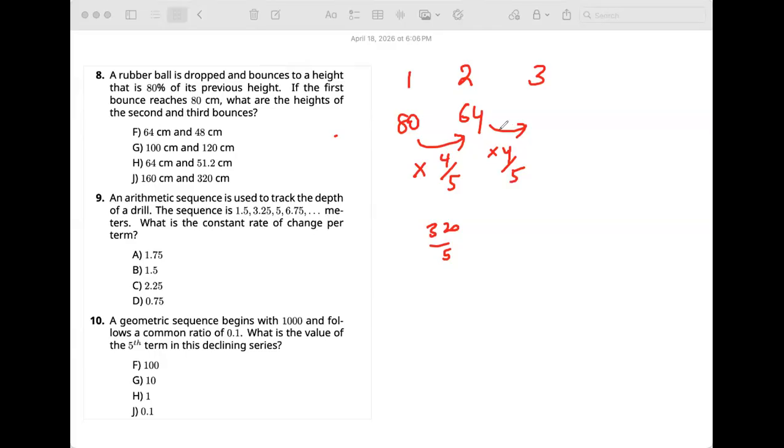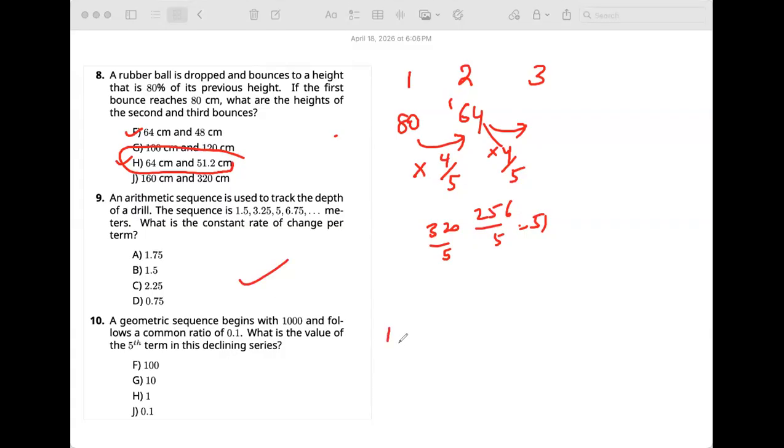What are the heights in the second and third bounces? So this is right, right? So it'll be 8. Why? Go ahead and tell. 64 times 4 by 5 is what? You'll have to calculate. It'll be 256 by 5, so 51 point something. So this is the length. You got it? This one you got right.